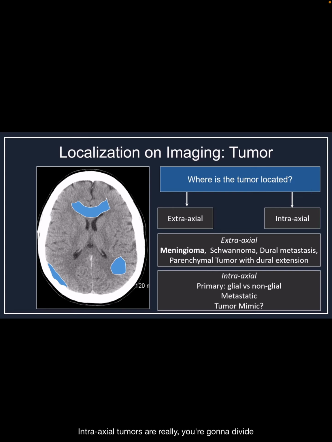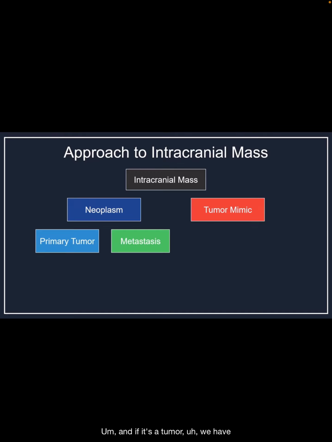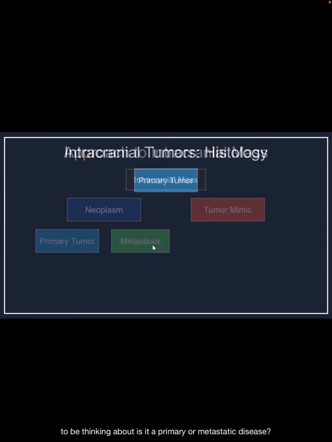Intraaxial tumors you're going to divide into primary tumors versus metastatic. Primary tumors are really considered based on their cell of origin. Are they arising from one of the support cells, i.e. glial tumors or neuronal tumors, or is it potentially metastatic coming from somewhere else or a tumor mimic? So our intracranial masses, is it tumor or not? And if it's a tumor, we have to be thinking about, is it a primary or metastatic disease?